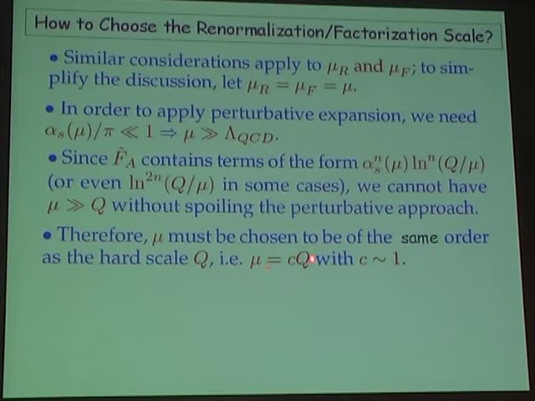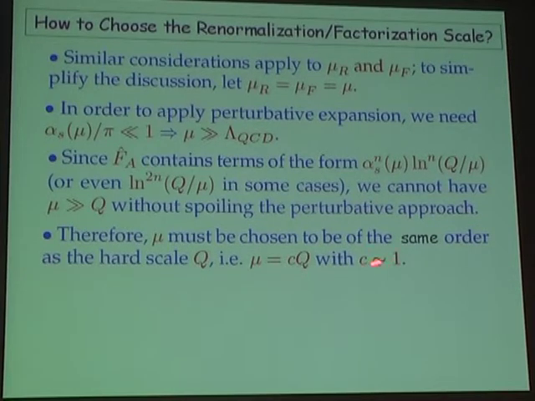So we say mu is of the order of C times Q, and C is of order 1, and that's it. Nobody says C has to be equal to 1. As long as the logarithm is not large, it can be logarithm of 2 or logarithm of 3, that's still okay, as long as it's not logarithm of 100 or 10 or whatever, right?